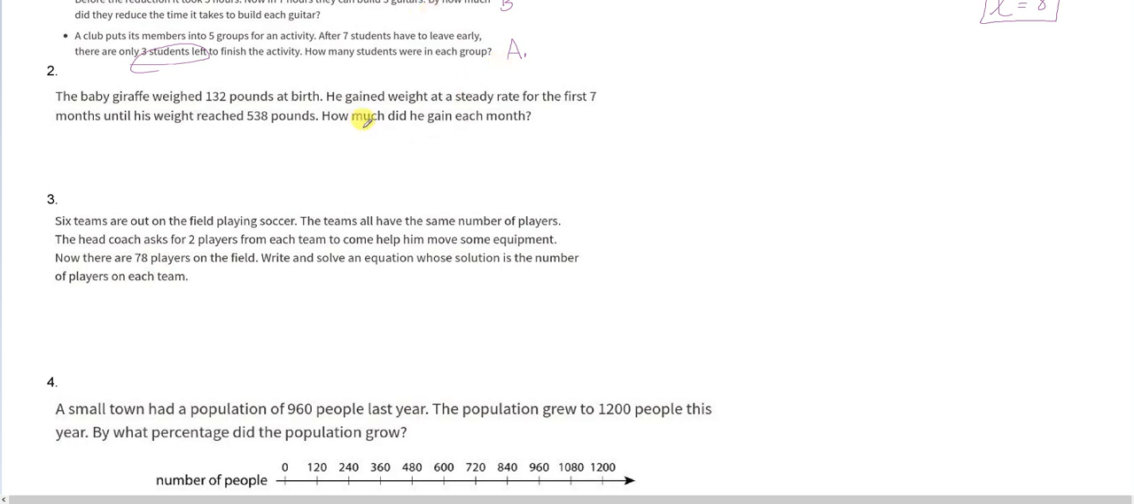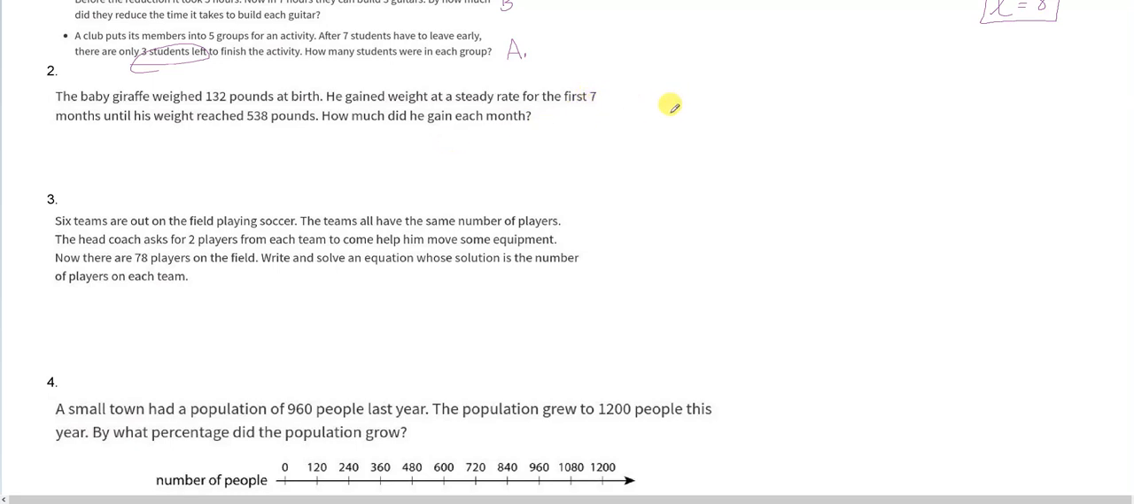Alright, we're moving on to number 2 on lesson 11, looking at the baby giraffe. What it weighed at birth, gained at a steady rate for the first 7 months until it reached 538 pounds. How much did it gain each month? So, this could go under the proportional relationship kind of situation where it's gaining the same amount each month.